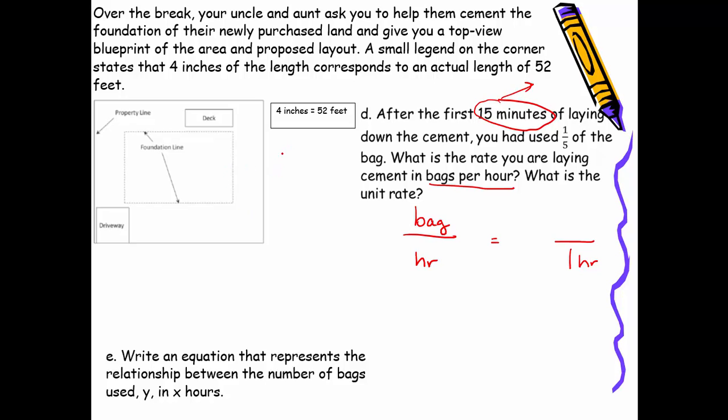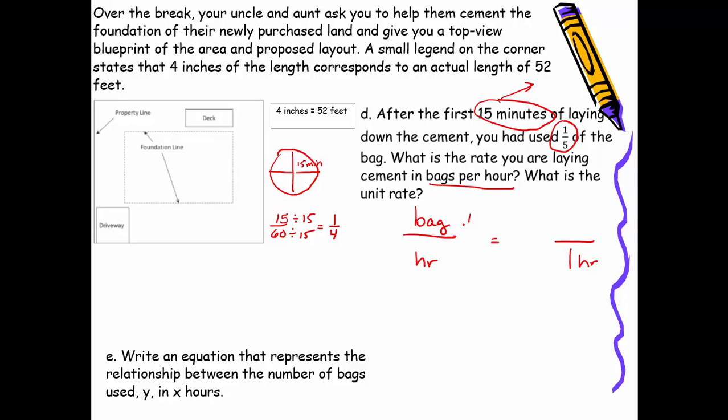Well, there's 60 minutes in a whole hour. I'm just going to do a clock. There's 60 minutes in a whole hour. So right here, we're up to 15 minutes. So here's 15 minutes out of that hour. So what part of the whole hour is that? That's 1/4 of the hour. Or you could just do 15 over 60. Divide top and bottom by 15, and you'll get 1/4. So now I know in 1/4 of an hour I've used 1/5 of a bag.